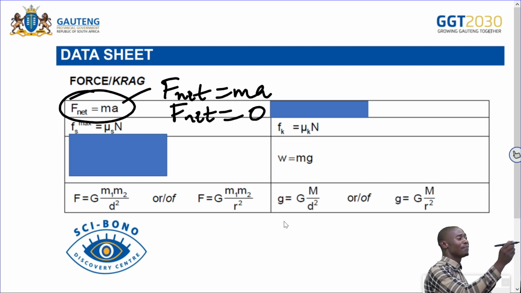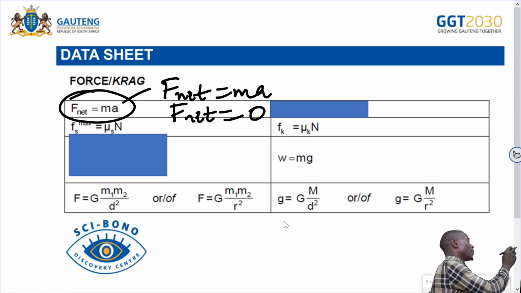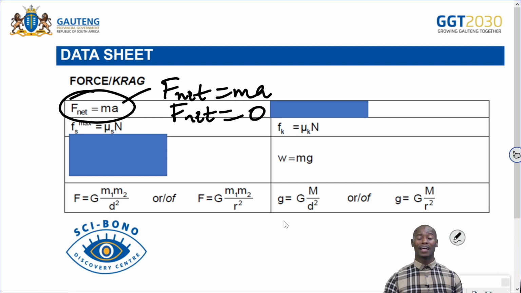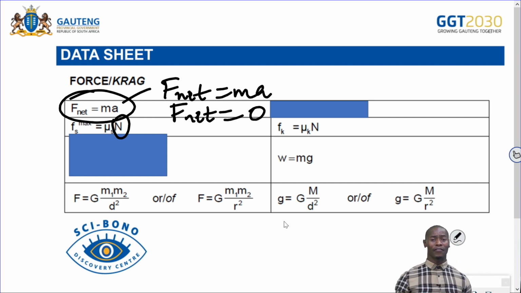Another equation here is your f_s max, the maximum static friction. You must know what is maximum static friction. It is given by f_s max equals to mu s, which is the coefficient of static friction, multiplied by the normal force. You must know what is normal force also, all right? Remember, it is defined as the force that the surface exerts on an object which is in contact with it, and it acts perpendicular to the surface.